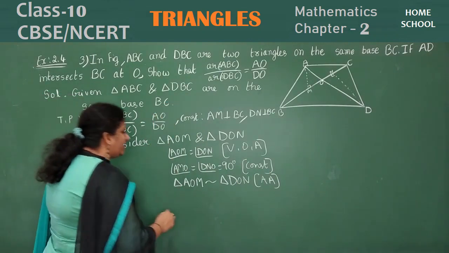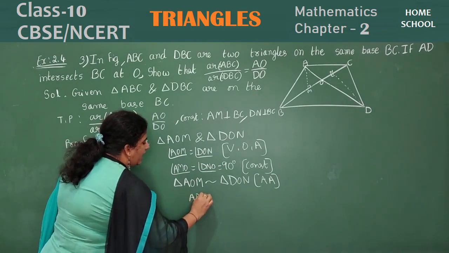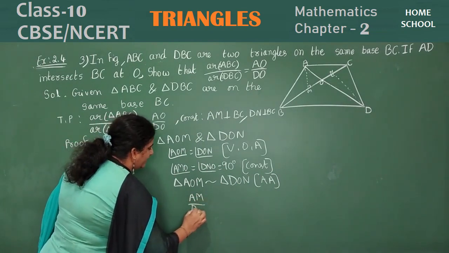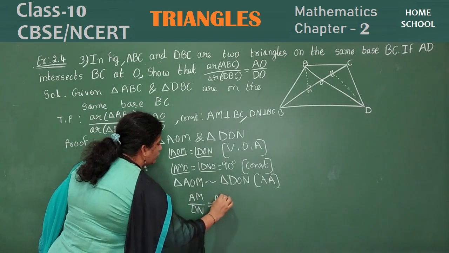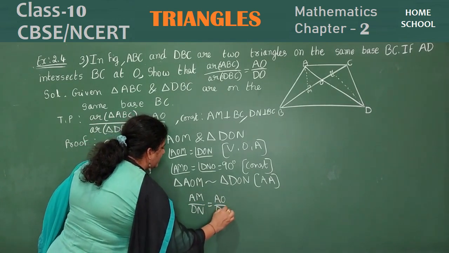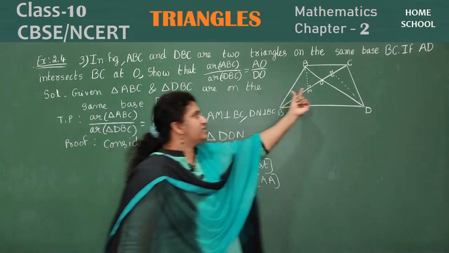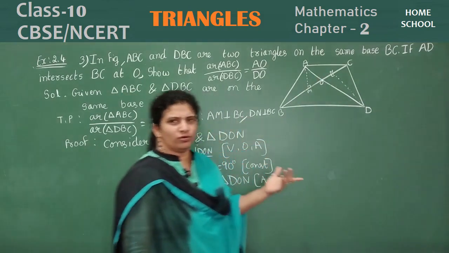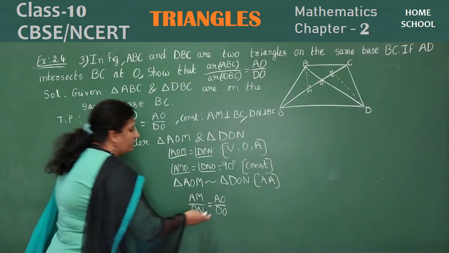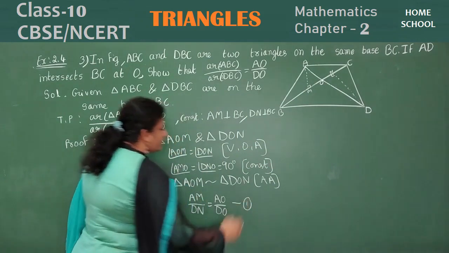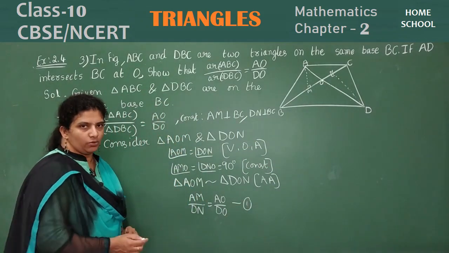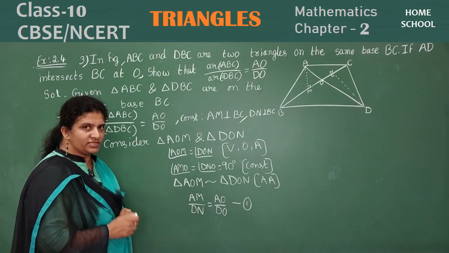So now let's equate the ratio. AM by DN is equal to AO by DO. See children, this side you can skip, I don't have any use with that. So now let's mark this first equation. Now half of the problem is completed.